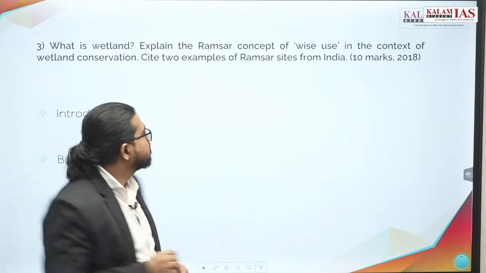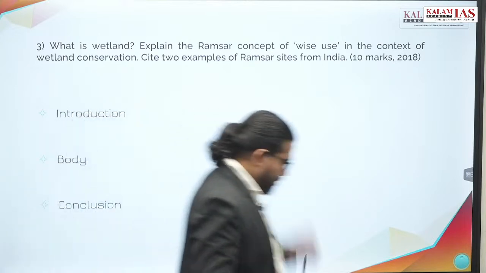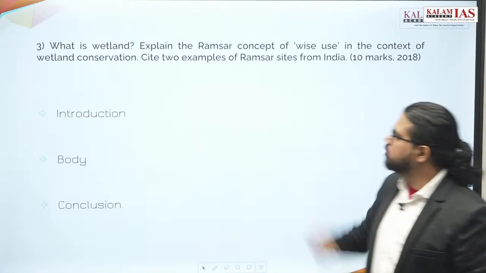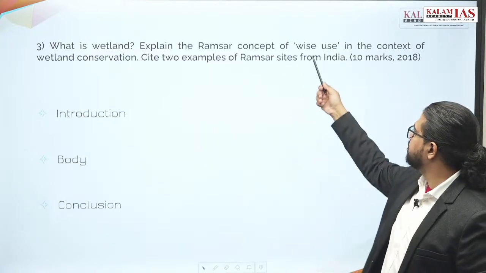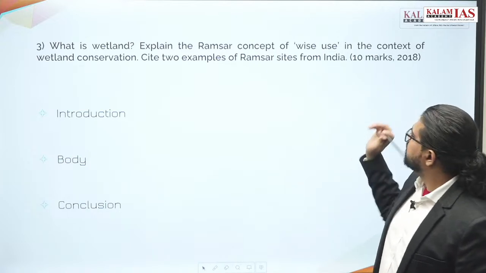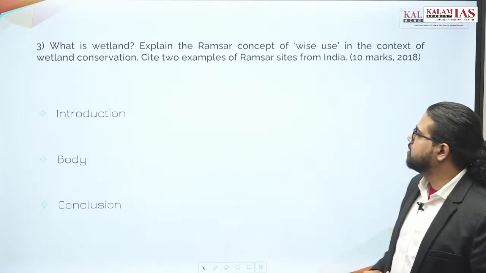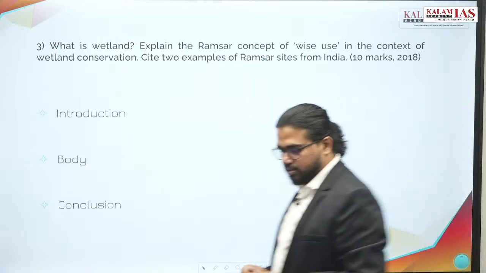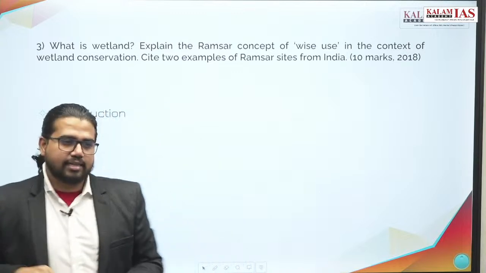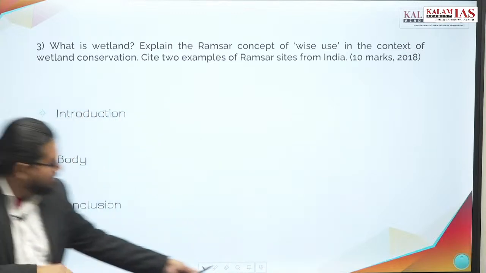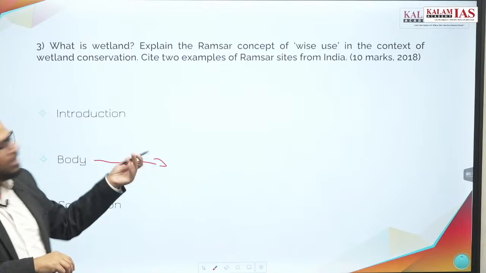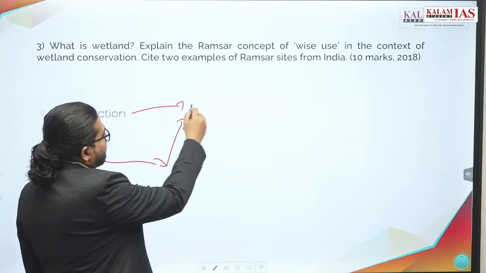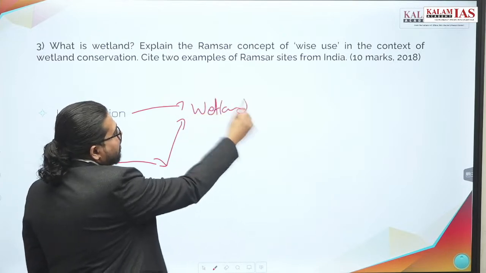So this is third question. This is also a very easy question. What is a wetland? Explain the Ramsar concept of wise use in the context of wetland conservation. Cite 2 examples of Ramsar sites from India. 3 questions are there, very specific, very direct. Which all parts? Should we discuss parts? What parts you will write still for sake of it? You can club it with introduction. What is wetland? You will say.